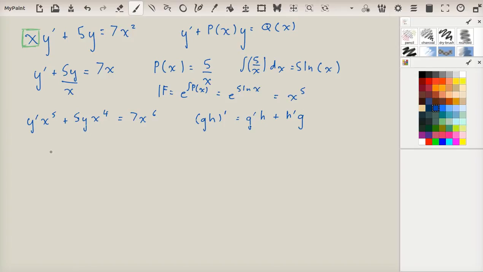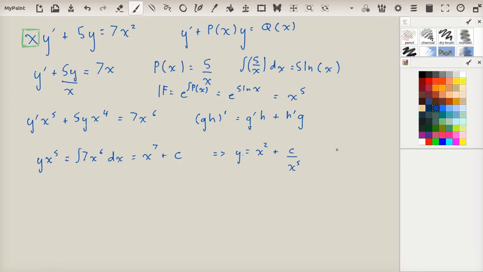So if we integrate both sides, we're going to be left with y x to the 5 is equal to the integral of 7x to the 6 dx. It's fairly straightforward to figure that out, that's equal to x to the 7 plus some c. And so now we're going to isolate for y. So y is equal to x squared plus c times x to the negative 5. So that's what we have there.